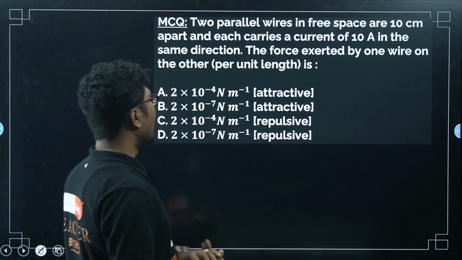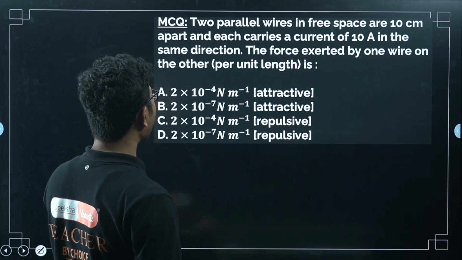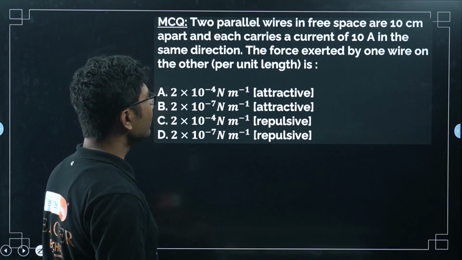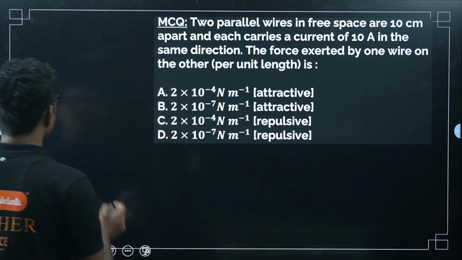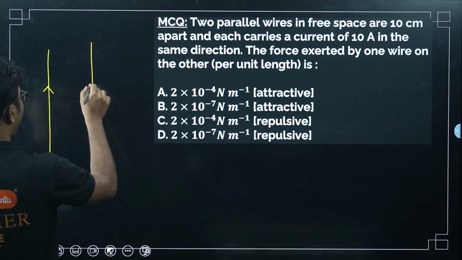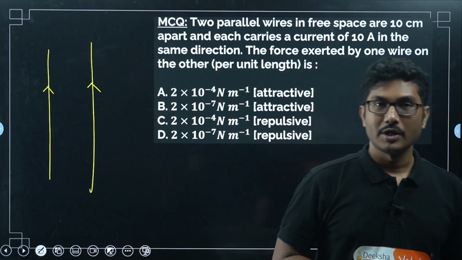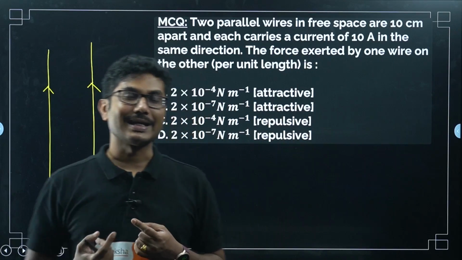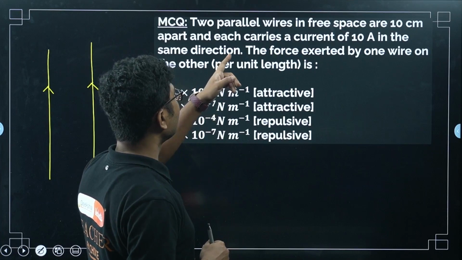Now one numerical here. Two parallel wires in free space are 10 centimeter apart and each carries a current of 10 ampere in the same direction. Find the force exerted by one wire on the other per unit length. So here we have two wires. Two wires carrying current in the same direction produce repulsive forces, so basically you can consider them as like charges. Two parallel wires carrying current in the opposite direction produce attractive forces.